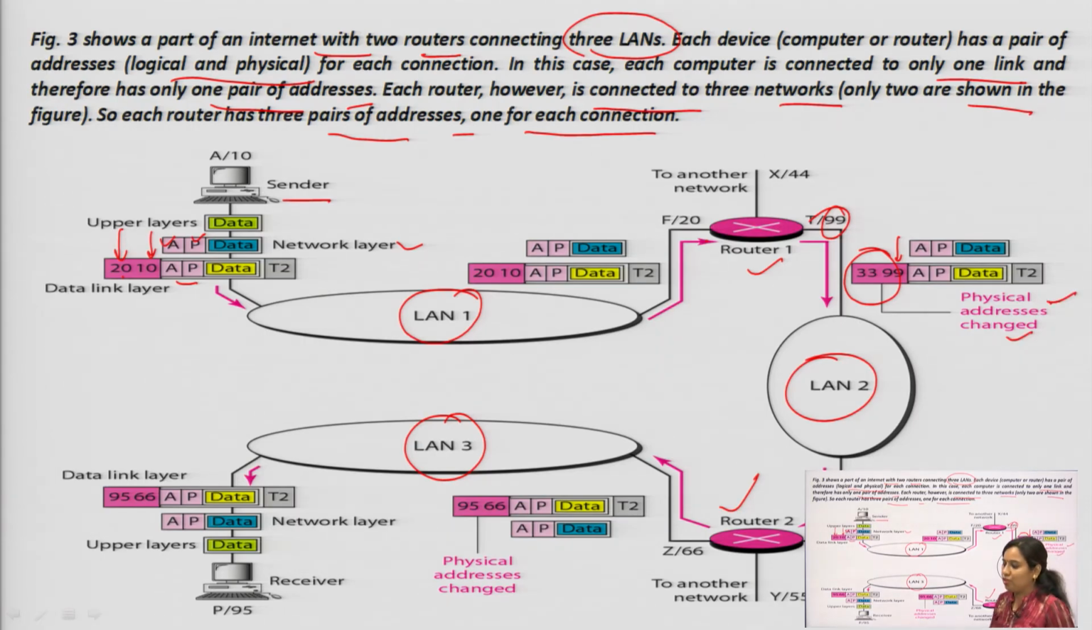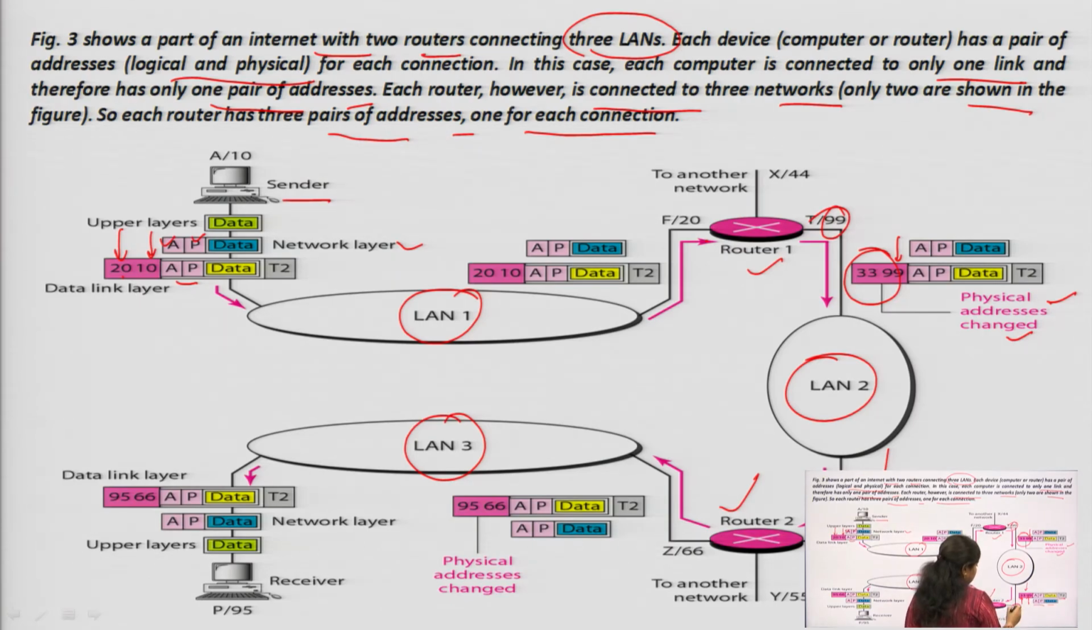Why is the physical address changed? Because a router is involved between LAN 1 and LAN 2. Now, in LAN 2 the data will be received, having the address 33 and 99. What is 33? 33 is the destination address, and 99 is the source physical address. This is the AP logical address that you have added, and this is the data and the trailer bits.